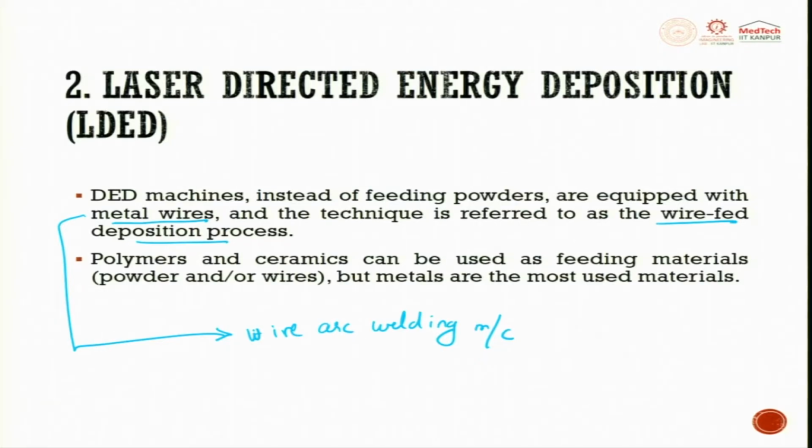Polymers and ceramics also can be fed using this mechanism. Polymers are also made as wires, and in the same way you can also make ceramic, and you can also have a blend of metal ceramic or metal polymer. You can do all these things to get your output, but by and large here, when we talk about it, it is going to be only wire.